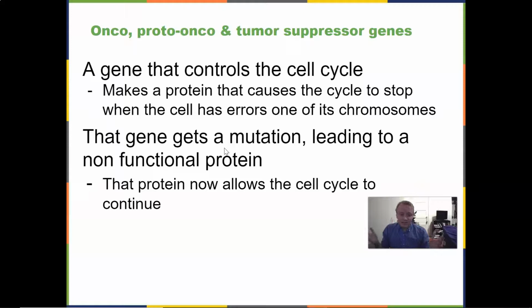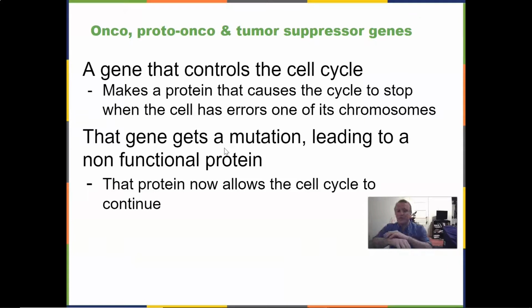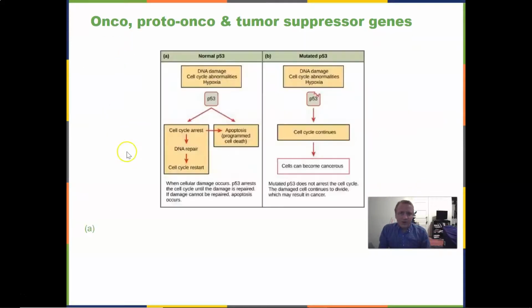Because, punchline here, cancer is just an out-of-control cell cycle. I'll probably put that in the text above this video so that nobody misses it. But cancer is a cell with an out-of-control cell cycle. That's why you wind up having things like tumors, where you just have a whole bunch of cells all growing out of control. Okay? So, proto-onco, onco.